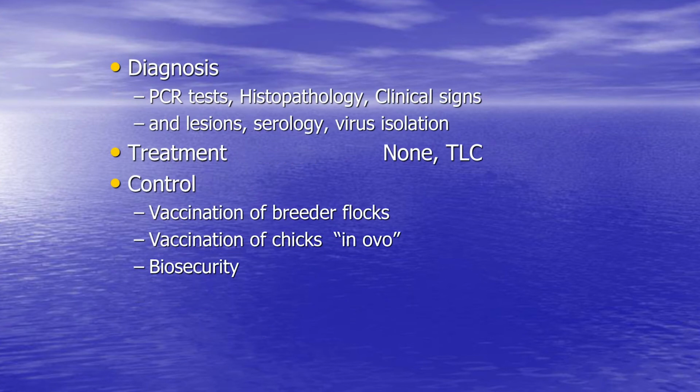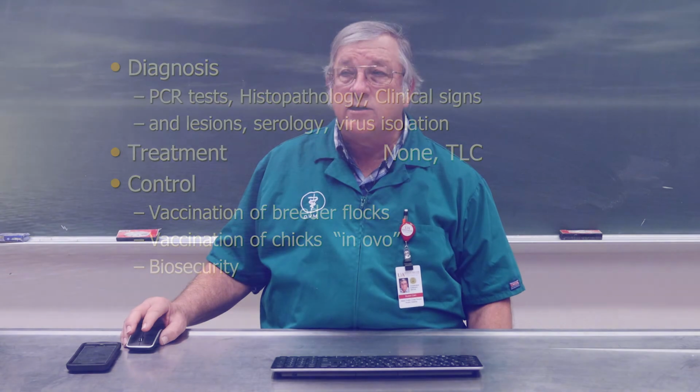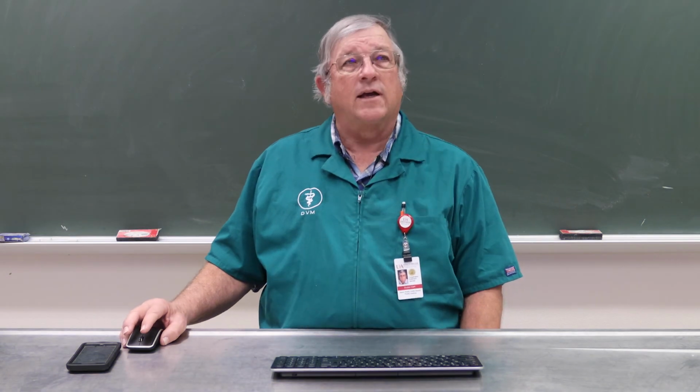Diagnosis: we can use PCR, which is polymerase chain reaction, and histopathology to look at those tissues microscopically. Clinical signs and lesions can give you a real good idea, especially if you have birds that have that swollen bursa. Also serologic testing and virus isolation. There is no treatment for this one. Basically what I call TLC, tender loving care, making sure those birds are kept comfortable and taken care of.